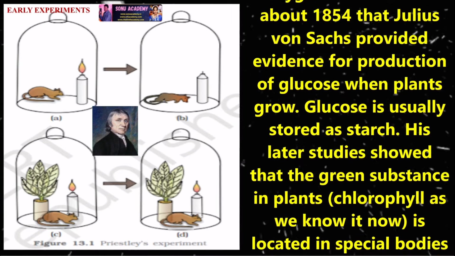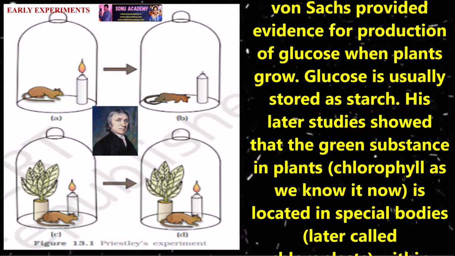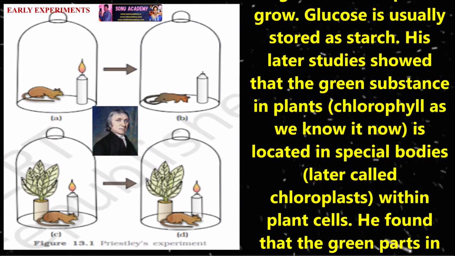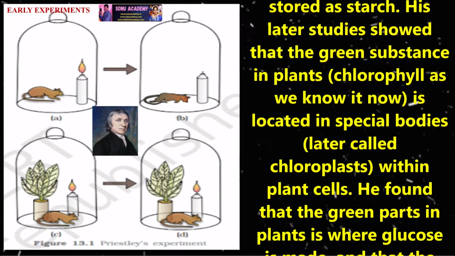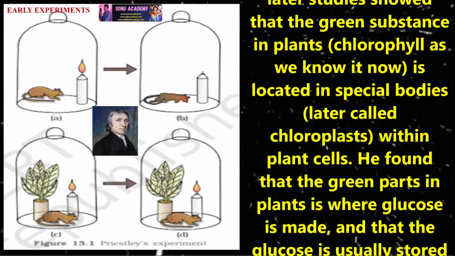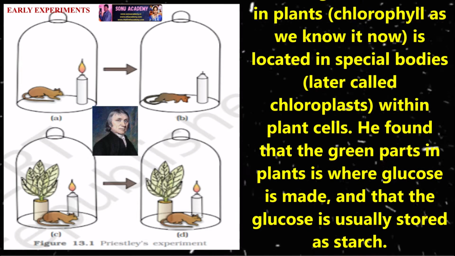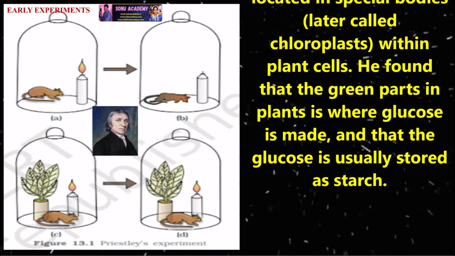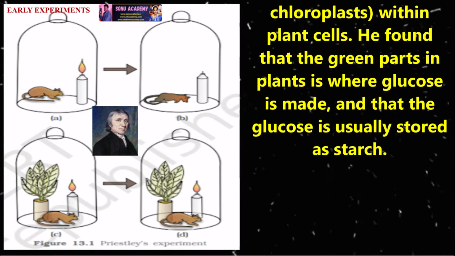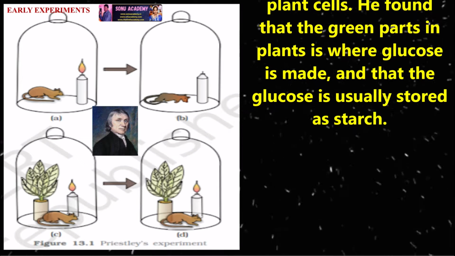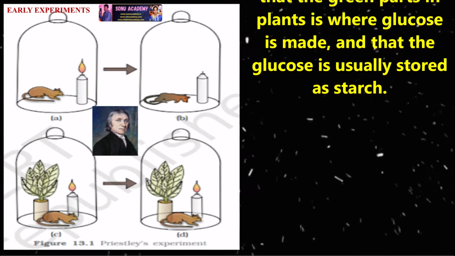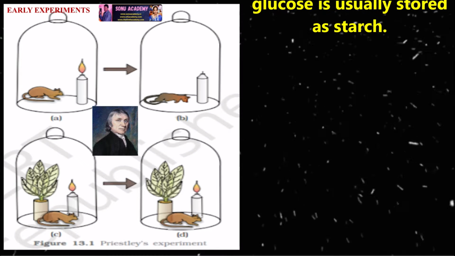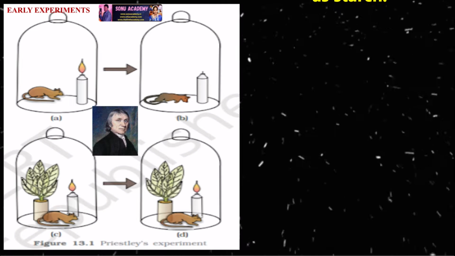It was not until about 1854 that Julius von Sachs provided evidence for production of glucose when plants grow. Glucose is usually stored as starch. His later studies showed that the green substance in plants, chlorophyll as we know it now, is located in special bodies called chloroplasts within the plant cell. He found that the green parts in the plant are where glucose is made and that the glucose is usually stored as starch.